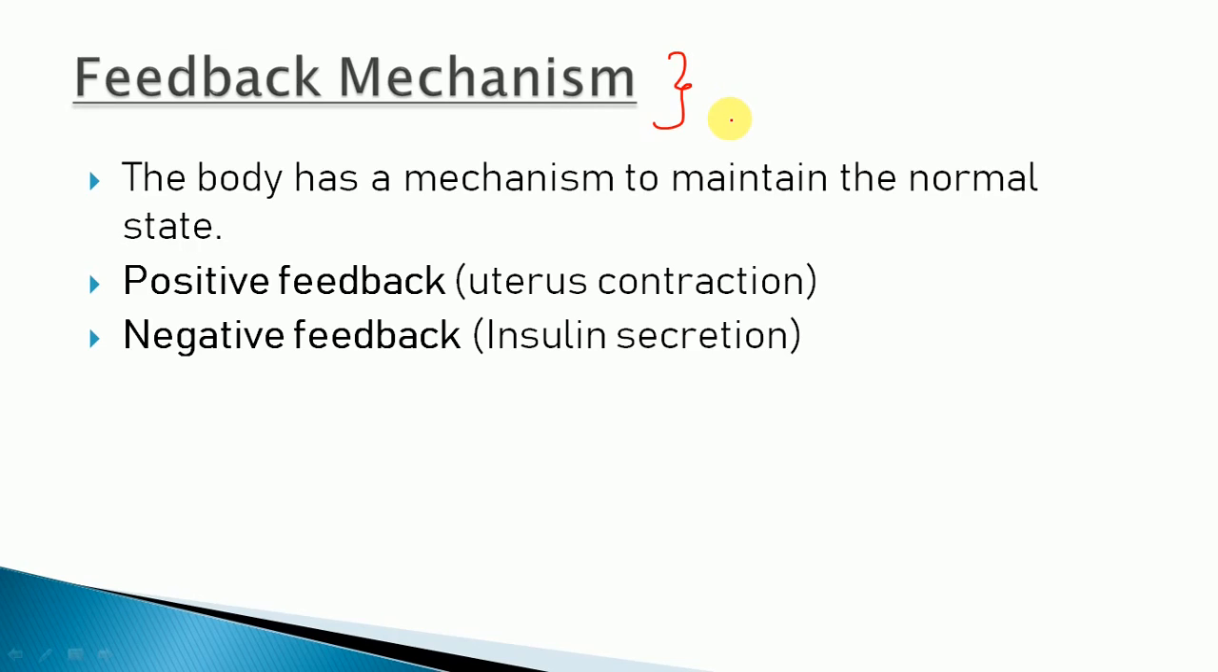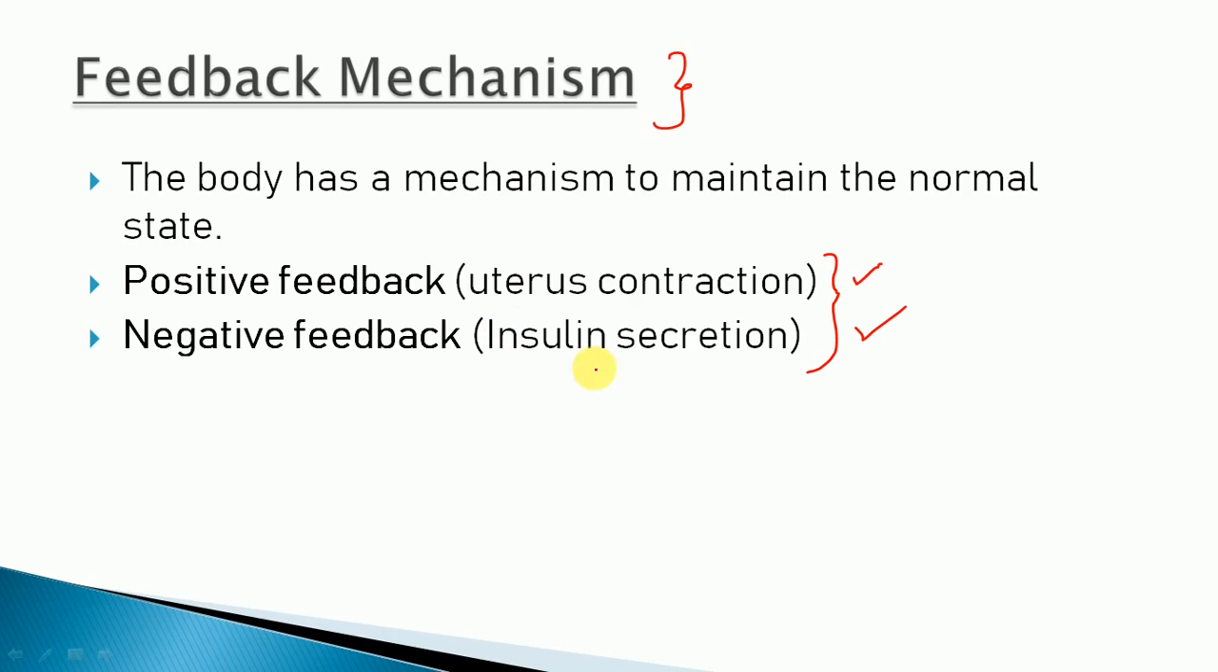This you need to understand properly. Our body has a mechanism to maintain the normal state. Now what do you mean by this? First, see that there are two feedback mechanisms present in our body. The first is positive feedback and the next is negative feedback. In our body generally negative feedback occurs because positive feedback is very much rare. Now what is this feedback mechanism?